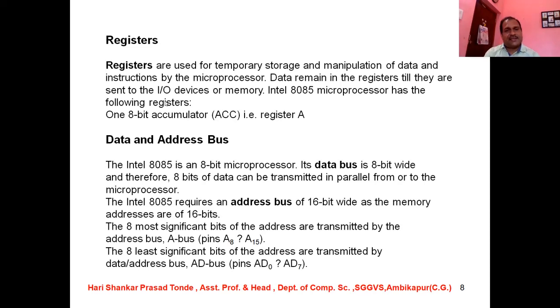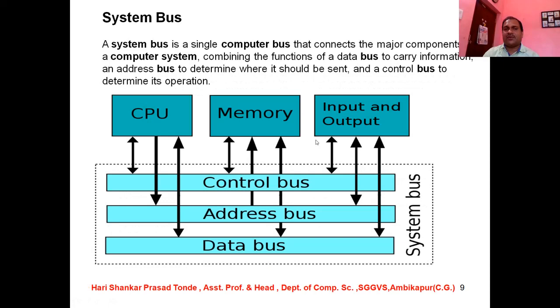Data and address buses. What are data and address buses? Intel 8085 is an 8-bit microprocessor. Its data bus is 8-bit wide, and therefore 8 bits of data can be transmitted in parallel from one microprocessor to the other. The Intel 8085 requires an address bus of 16 bits, as memory addresses of 16 bits are used. Even the 8 least significant bits of the address are transmitted by the data or address bus. AD bus pins AD0 to AD7, meaning 8 bits, are used.